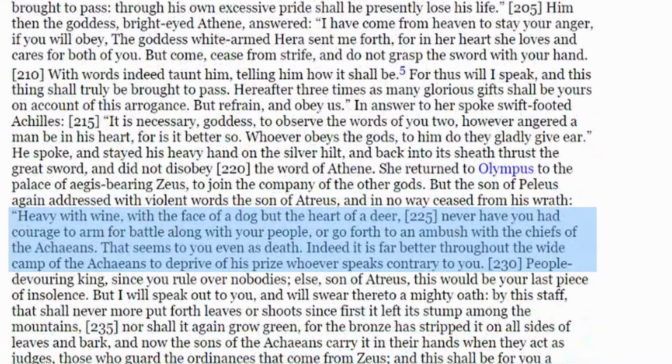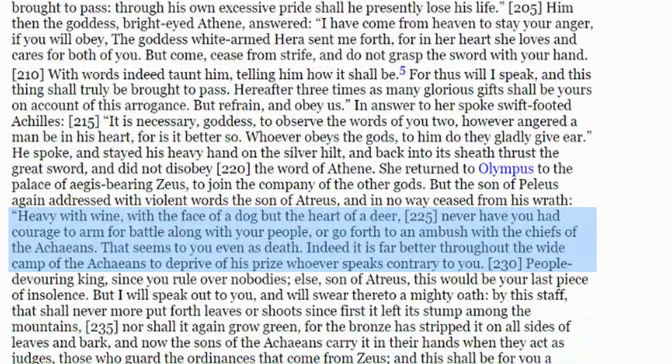And then he says, never have you had courage to arm for battle along with your people or go forth to an ambush. By the way, arm for battle with your people, I think we could all understand that as a heroic thing. Going forth to ambush, this is actually very distinctly Greek. For the Greeks, it's also heroic to surprise attack people, to lay an ambush, to deceive and lie to the enemy to get an advantage over them. That's also glorious, right?